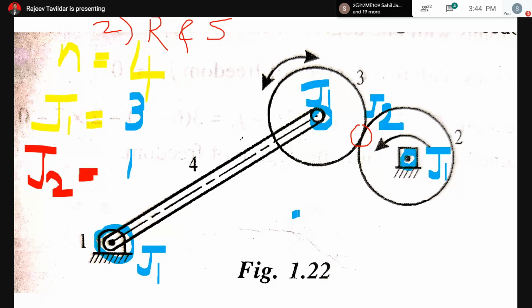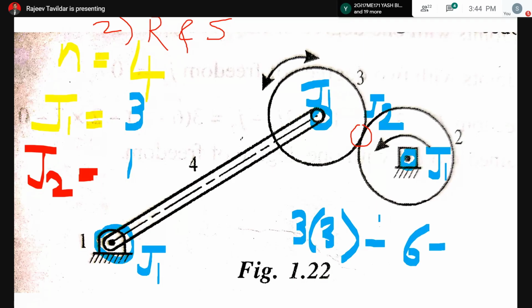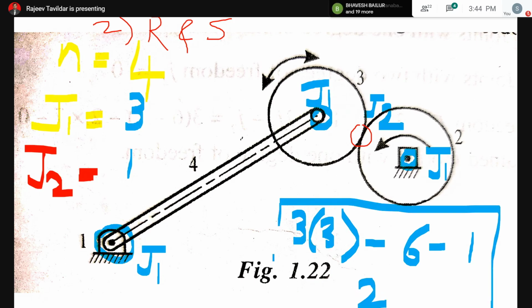So now the equation comes as 3 into n minus 1, that is 9, minus 2 times J1, that is 2 into 3, 6, minus J2, that is 1. Okay, so it is 9 minus 6 minus 1, so the final answer is 2. If I consider rolling and slipping, you are going to get 2 degrees of freedom for this entire system. I hope it is clear. Yes, sir.